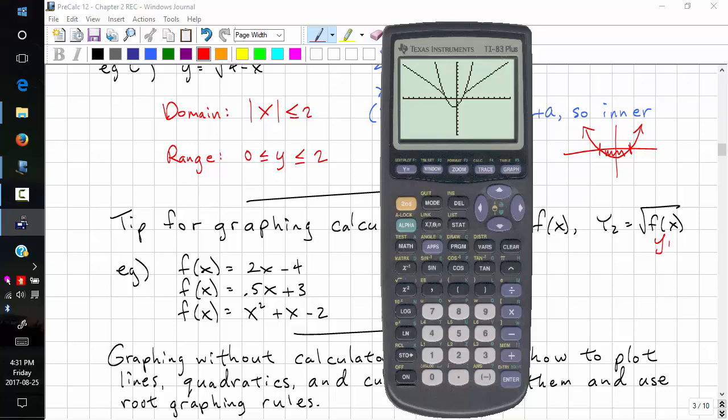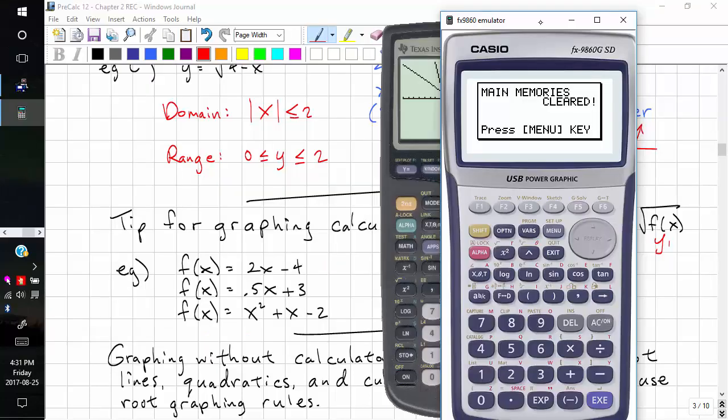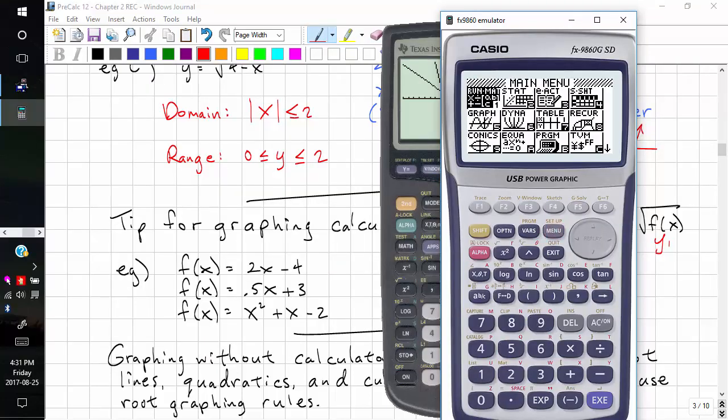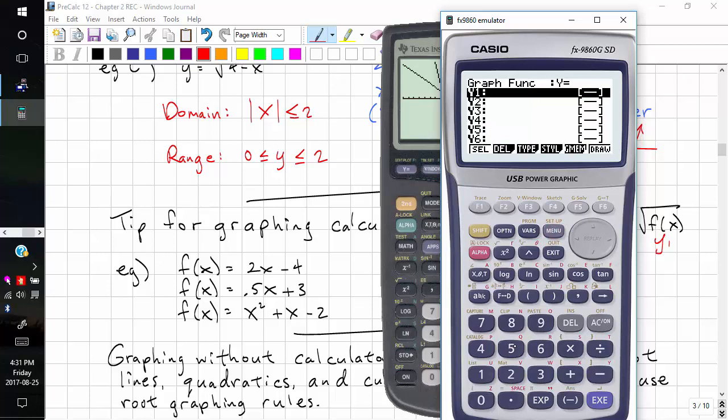Let's bring up the Casio. Menu 5. And we're going to put 2x minus 4. And we have to enter shift square root. And you need brackets here. And I want y, f1. And I want y1, function 1. And I want to put brackets x just to be explicit. And draw.